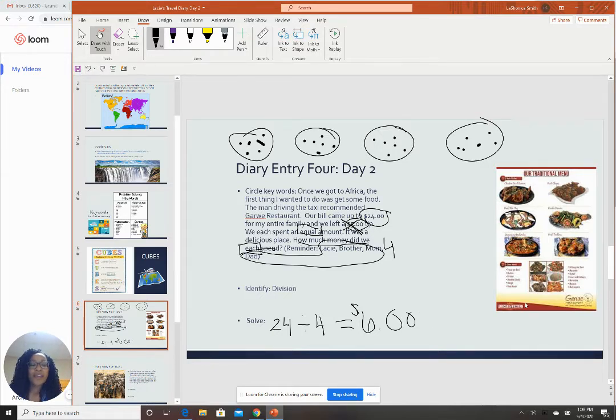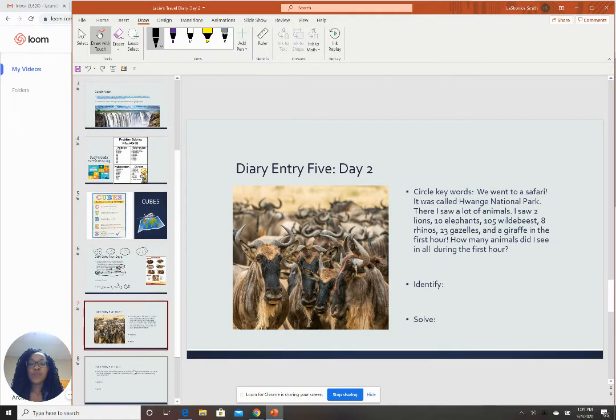All right, and if you look at the menu over here, I actually found the menu to this African restaurant, so you can check that out. All right, let's move on to day 2 entry, or entry 5, day 2.